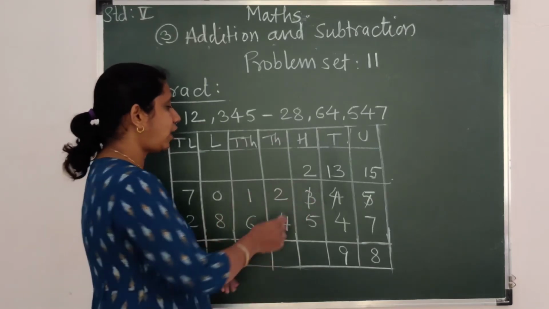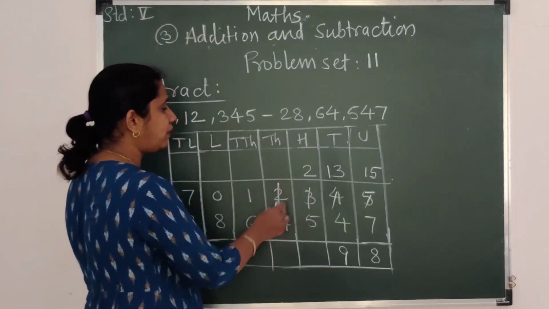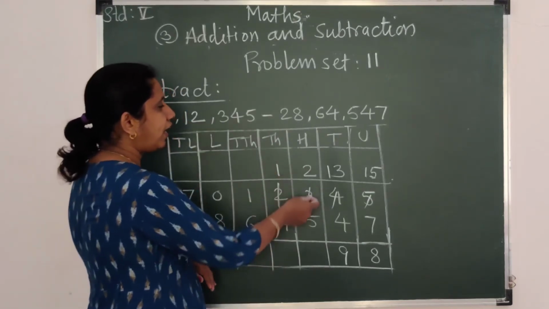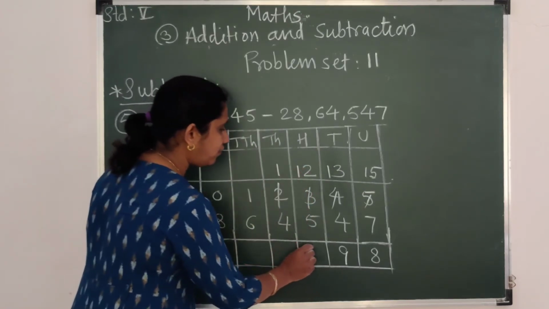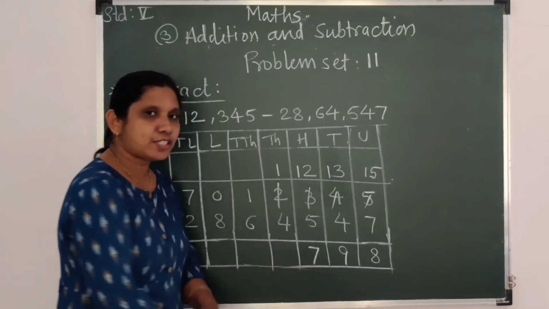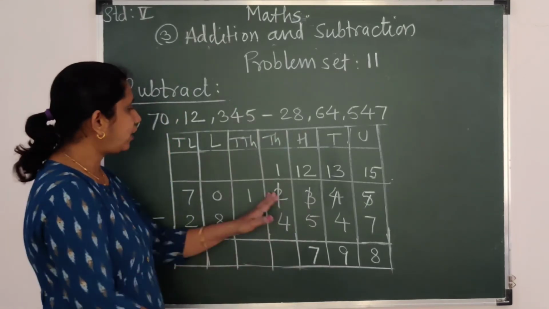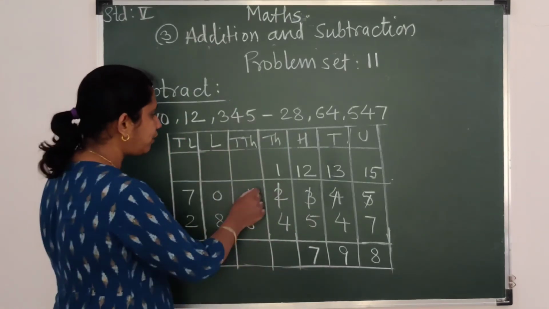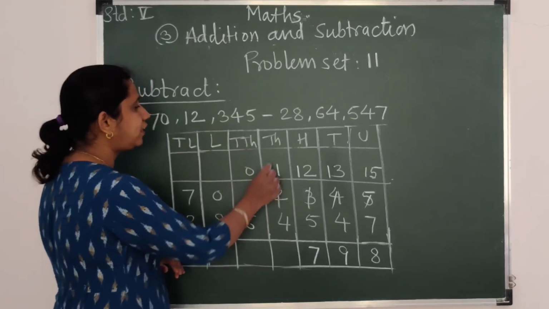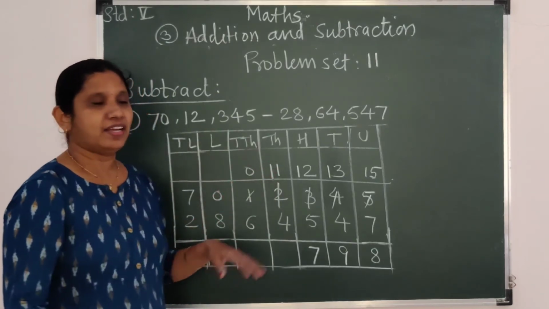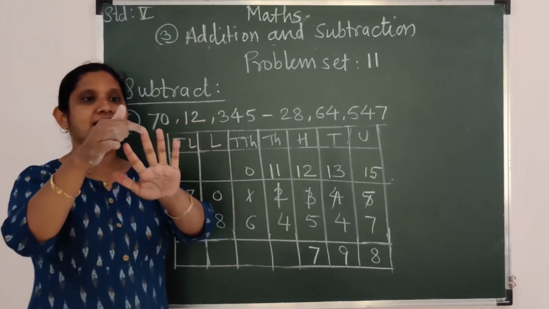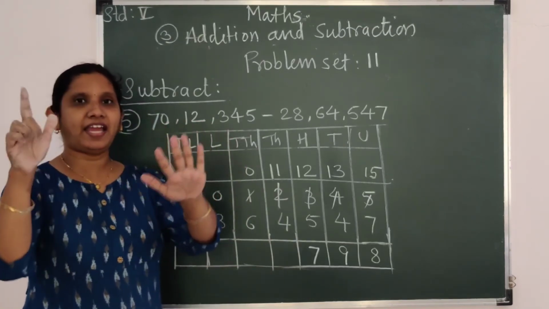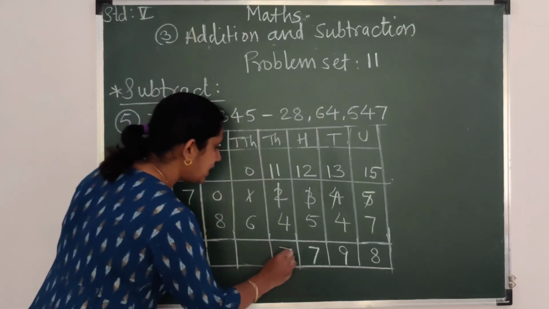No. Go to the thousand place. Again borrow from here. What will remain? 1. And on 100 place it becomes 12. Now 12 minus 5, 7. 1 minus 4, is it possible? No. Again let's borrow from 10,000 place. Cancel this one. Right here 0. This is 11. 11 minus 4. 5, 6, 7, 8, 9, 10, 11. How much is it? 7.